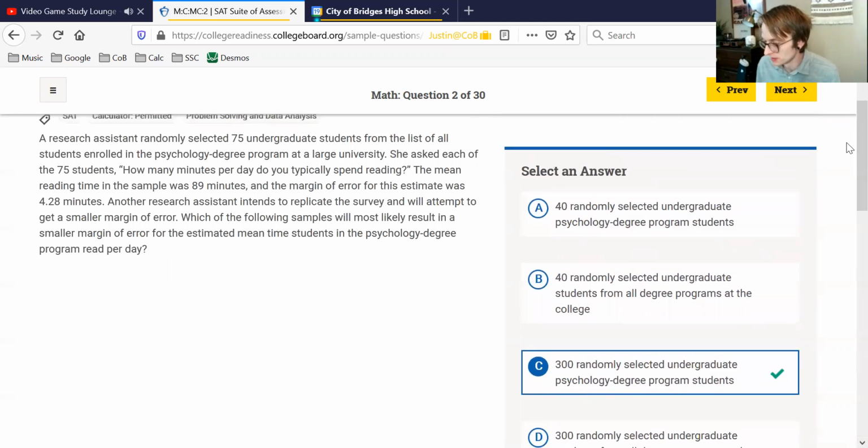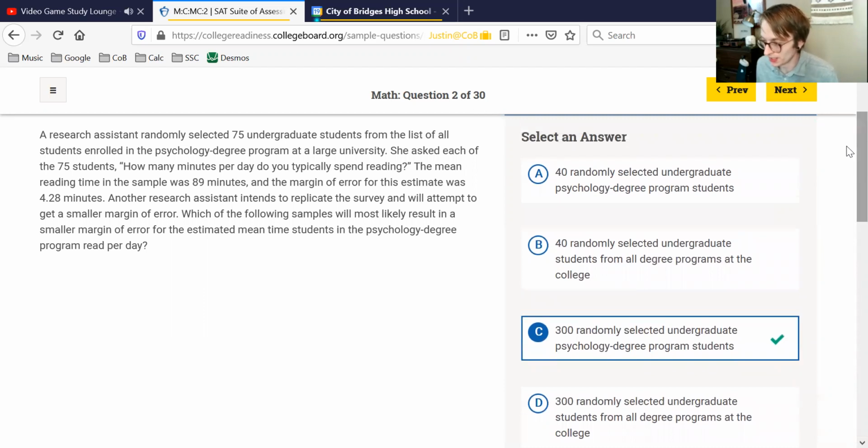Anyway, so that's question 2. The 2 points that we're really pointing at here is that we want to ask as many people as we can from as specific a background as we can, if our goal is to reduce our margin of error.